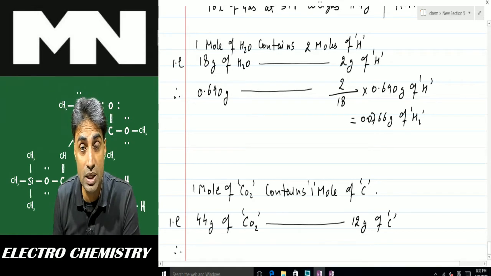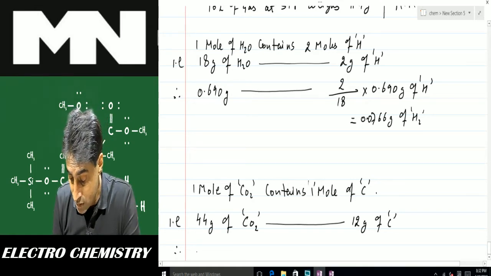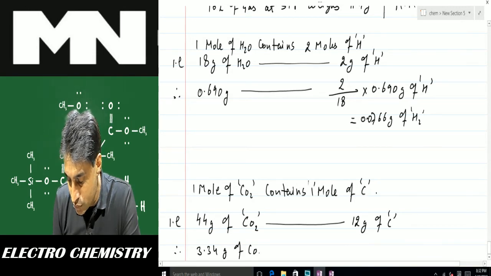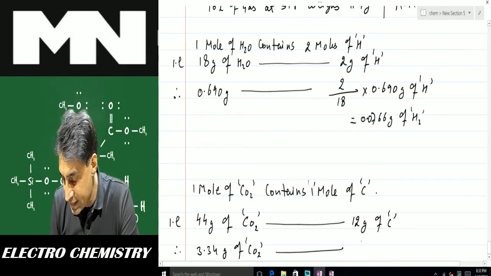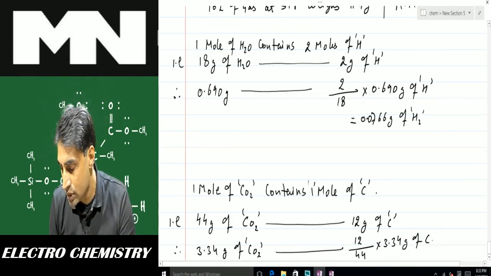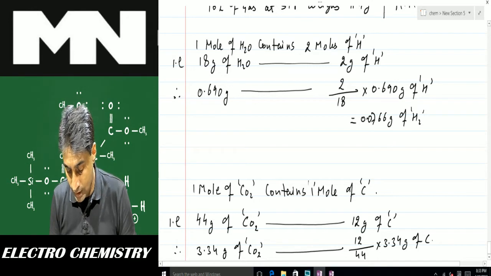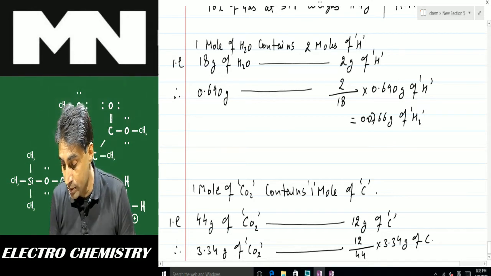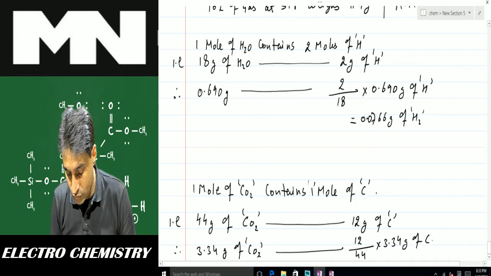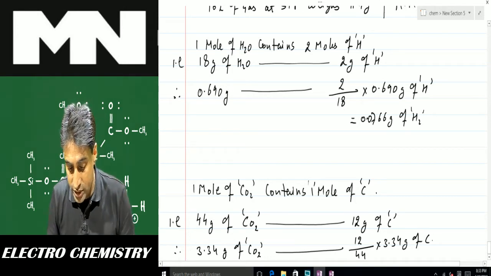This is what I can remember. Kindly check that in your textbook. Therefore, 3.34 grams of CO2 contains 12 upon 44 into 3.34 grams of carbon. Well, in that case, 3.34 into 12 comes out to be 40.08, and if I divide it by 44, the value comes out to be 0.9109.